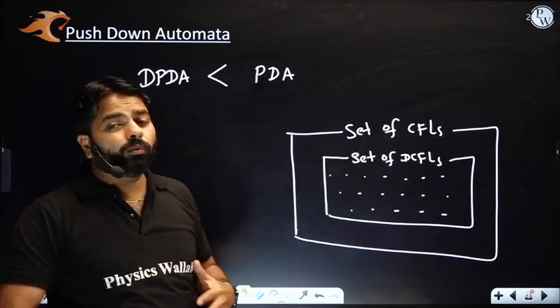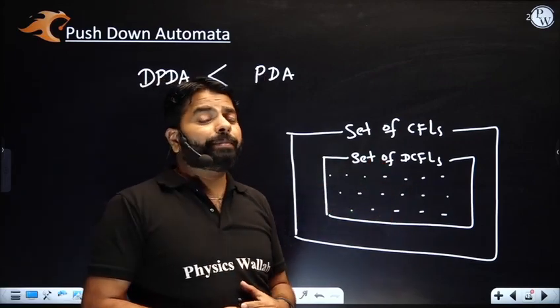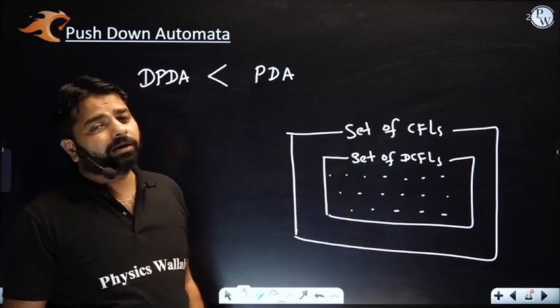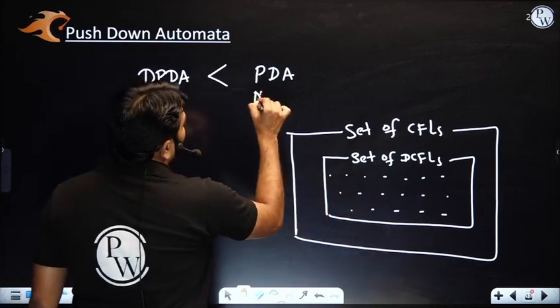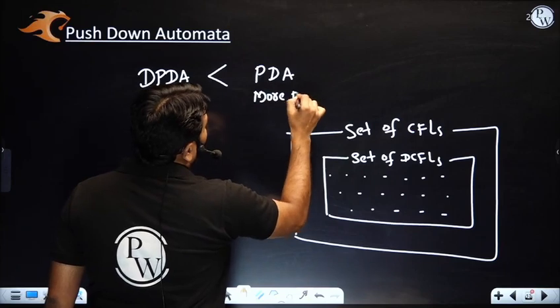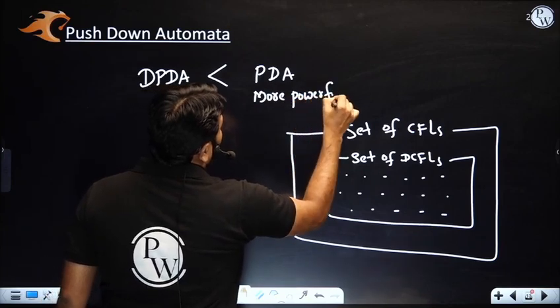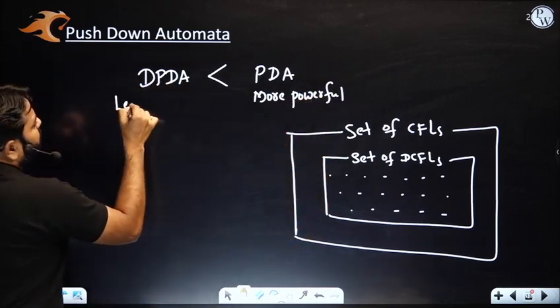That means who is having more expressive power? Who can represent more languages? Pushdown Automata. So we say that PDA is more expressive, so more powerful. DPDA is less powerful.